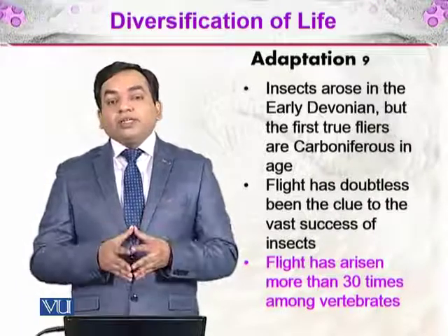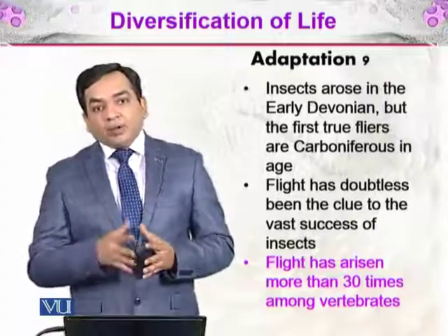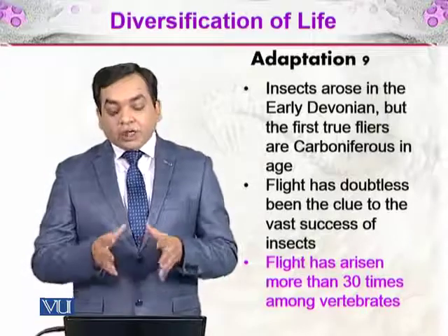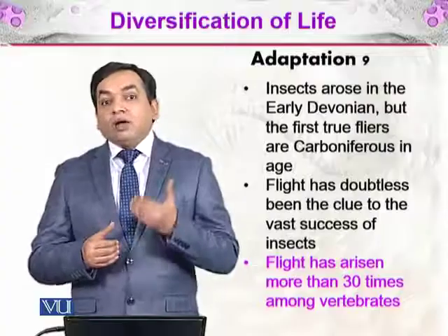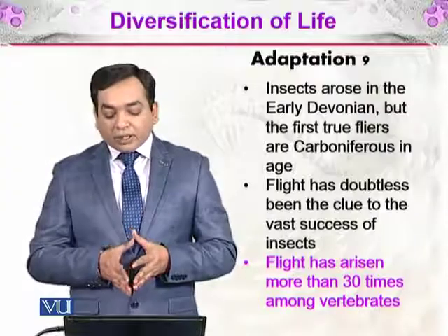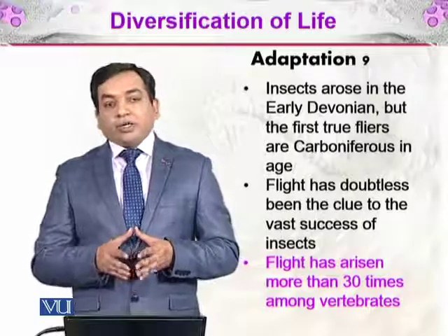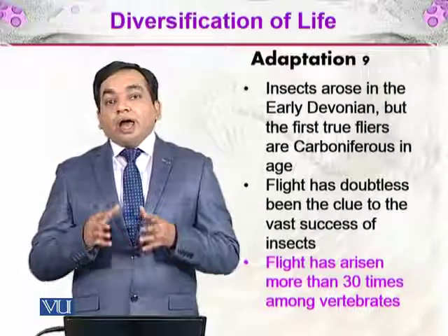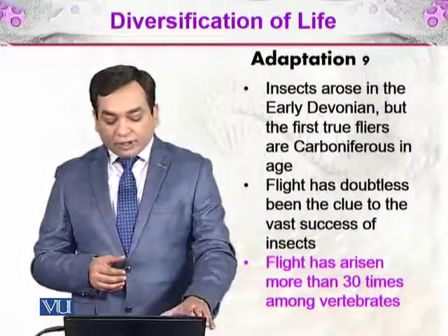We know that 70% of the biodiversity of animals is coming from the insects. So that means the flight of insects has been playing a major role in doing this. And flight has arisen more than 30 times among vertebrates. So independently, flying behavior has been developed among the vertebrates more than 30 times.